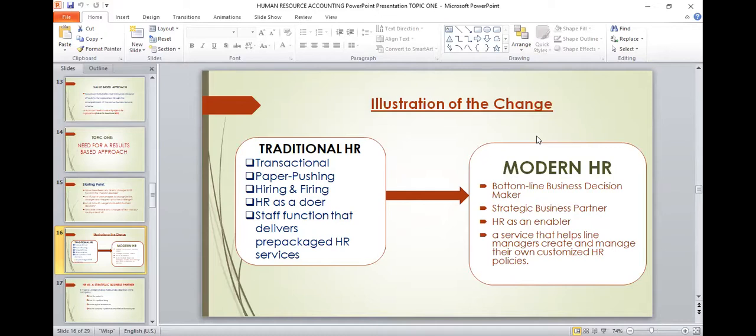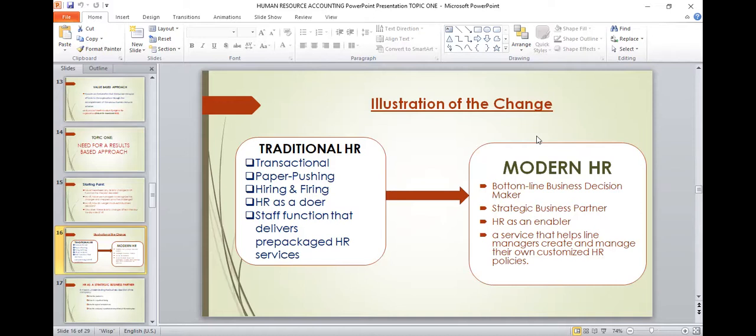No organization can thrive without intellectual capital. Very important. So we have to remodel this capital. We have to reshape it, to prepare it for the new changes that are happening at the workplace. So the result-based approach is the way to go. What does it entail? It entails HR being a bottom line business decision maker.